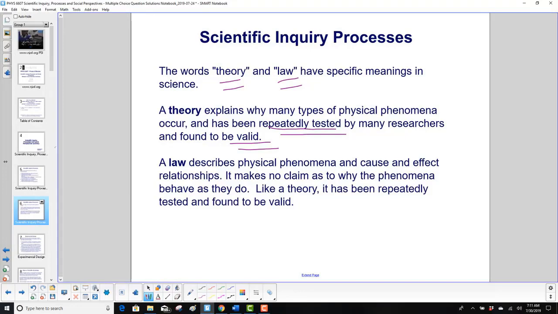Now, a law also describes physical phenomena and cause and effect relationships. If something happens, then something else will happen. It makes no claim as to why they behave as they do. That's the province of a theory. Like a theory, it has been repeatedly tested and found to be valid.